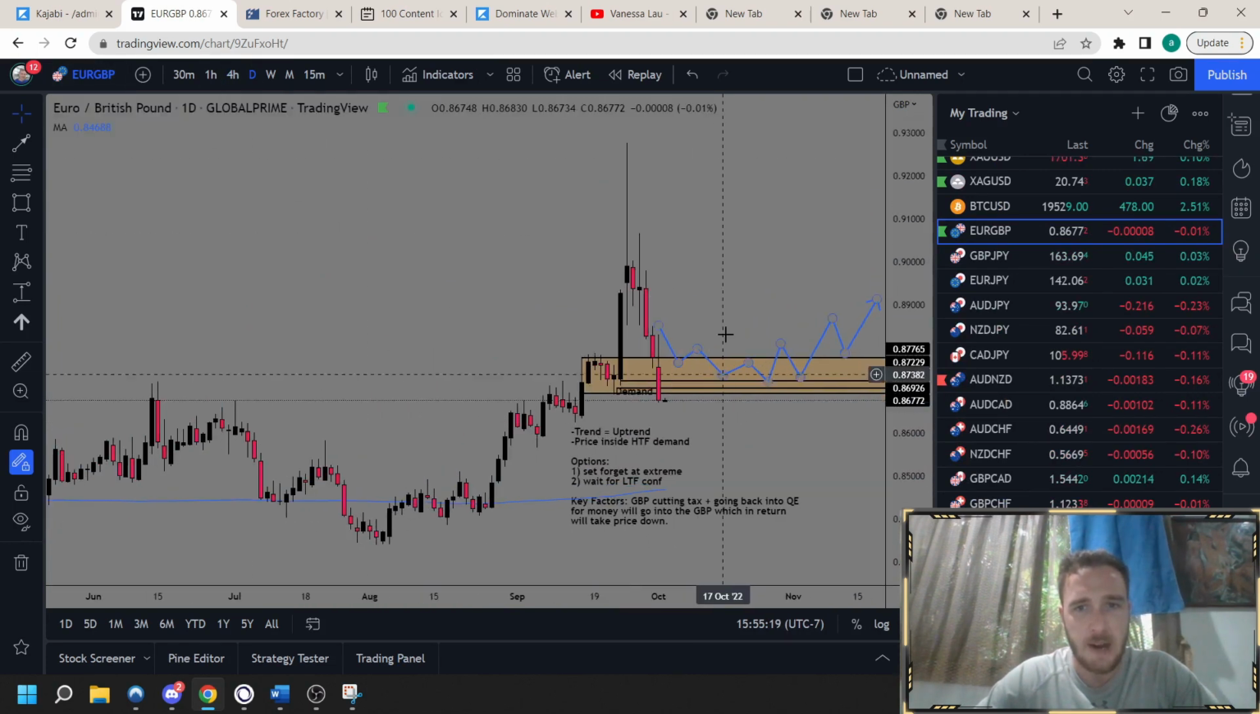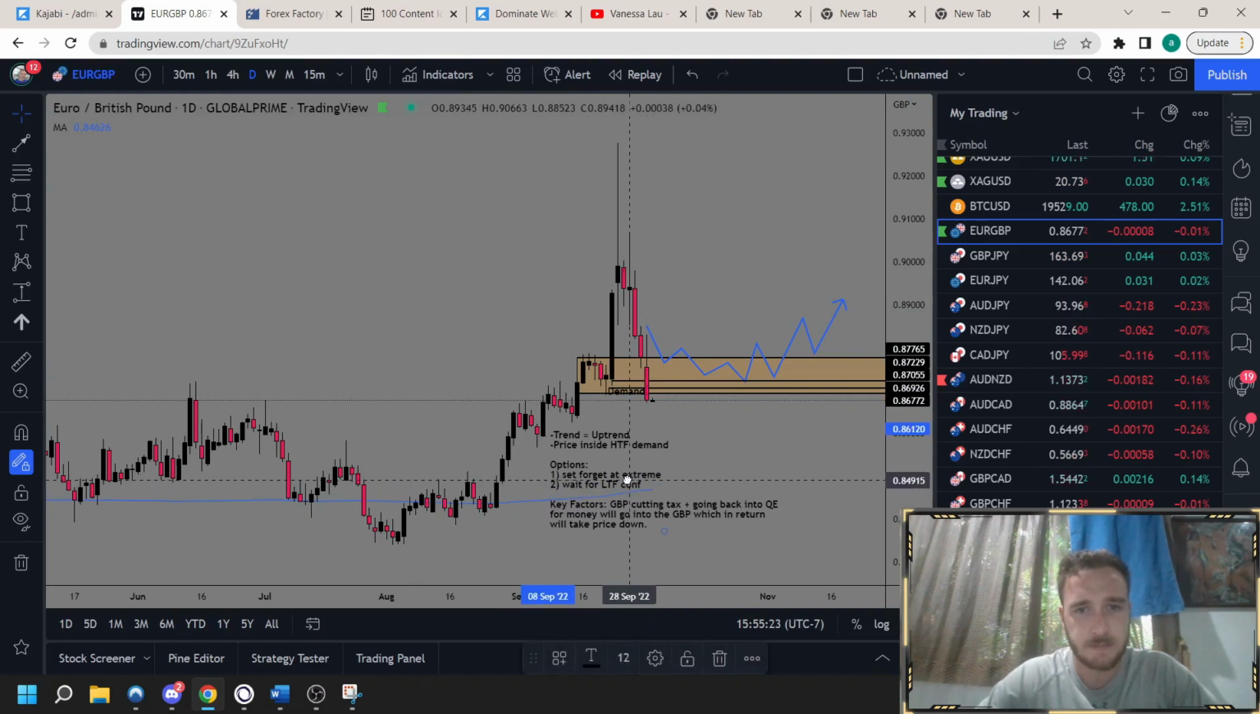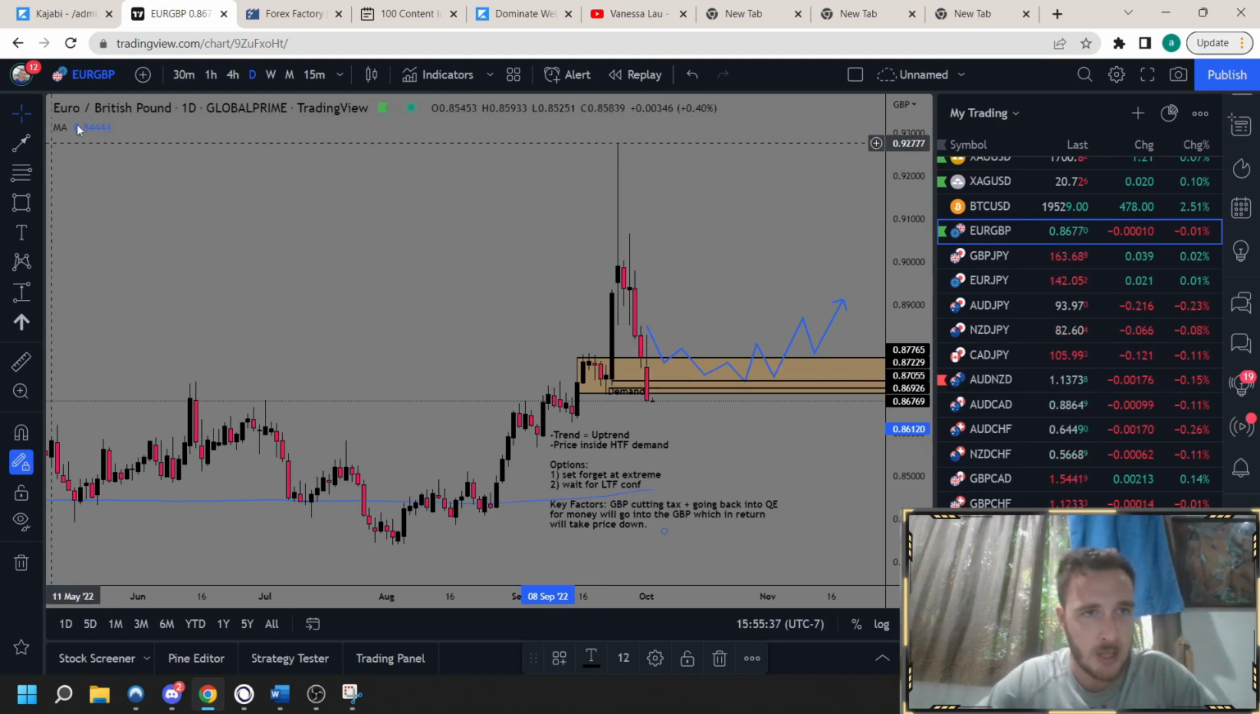This was Euro Pound. I like this. I was watching this yesterday. Higher highs, higher lows. We got a rally-based rally demand zone. Very strong move to the upside. So if prices come back into it, I want to be looking for buying opportunities. That's what I'm thinking in my head. Either set and forget or confirmation.